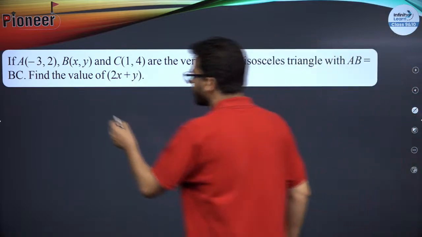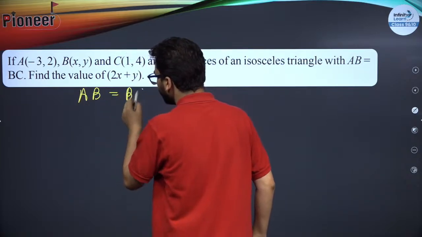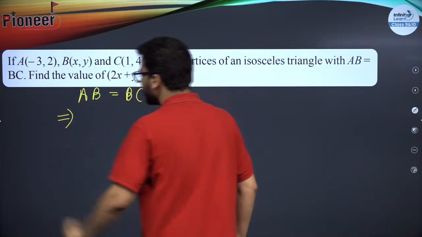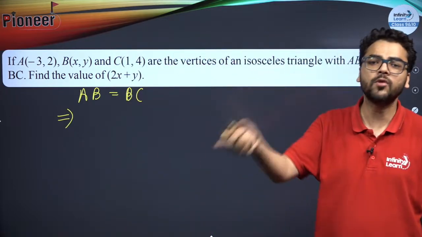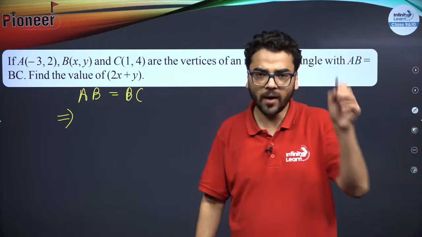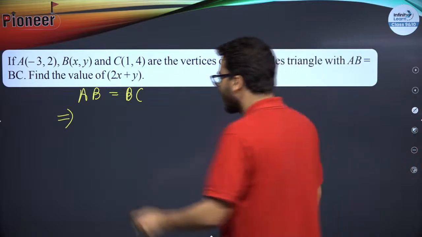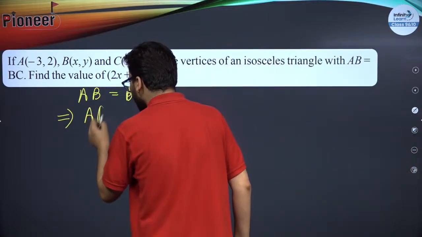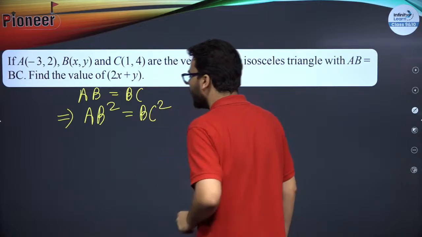So it's a direct distance formula question, right? AB is equal to BC is given to us already. So can we use the distance formula, guys? And you know that square root will come in distance formula, right? Square root of x2 minus x1 the whole square plus y2 minus y1 the whole square. So can I not square over here itself so that I will not write the square root in the next step? Do you agree with me?